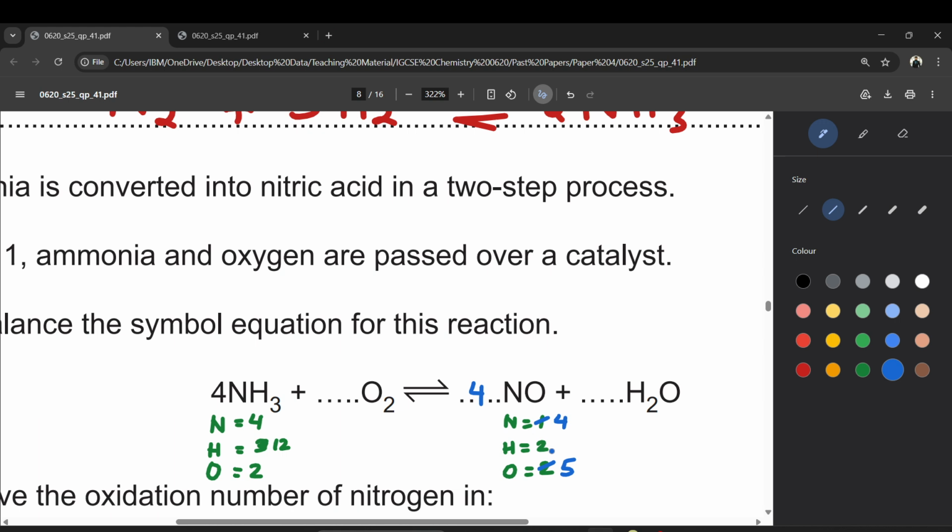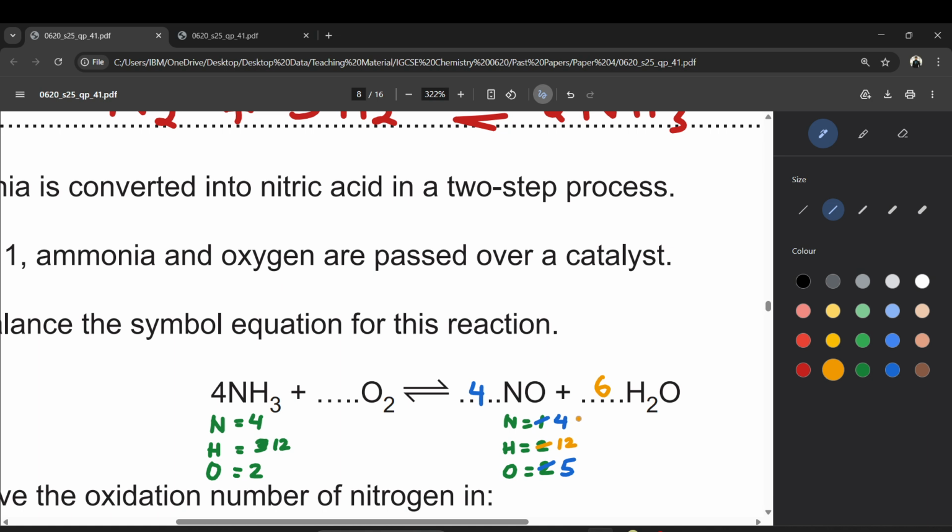Now to balance hydrogen, I can see that there are 12 hydrogen on the left hand side, and on the right hand side I only have 2. So in order to change this, I'm going to write 6. 6 times 2, now that is 12. But because of this, oxygen also changed. Now do not just add 6 to this one. That can work in some cases, but in some cases that cannot.